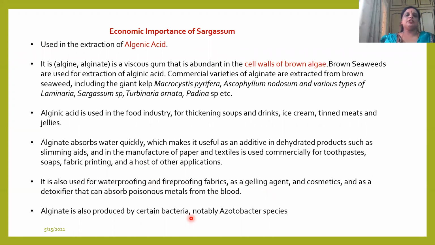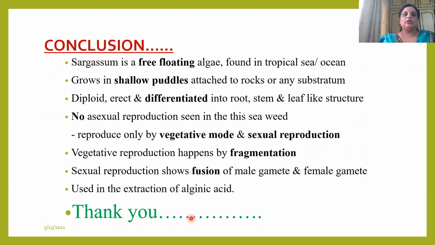Apart from brown algae producing this alginate, there are certain bacteria that also have an ability to produce this alginic acid. Notably, one species, a free-living nitrogen-fixing soil bacterium called Azotobacter, has an ability to produce this alginic acid. Hence, to conclude, Sargassum is a dominant free-floating species. Most of the species are free-floating marine algae, and a few of them are also found attached onto the substratum. In the entire life cycle, the diploid phase dominates.